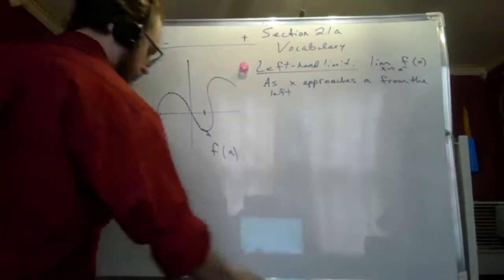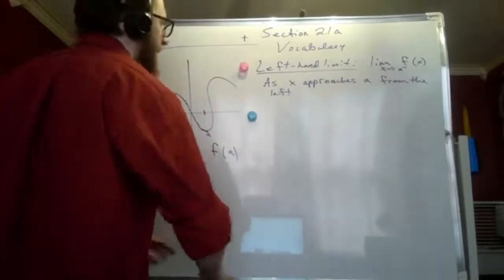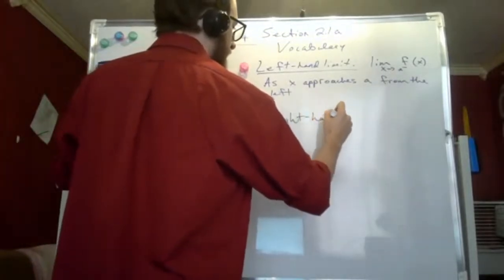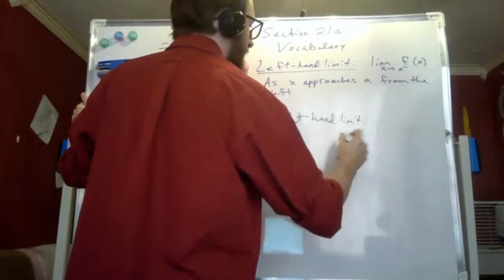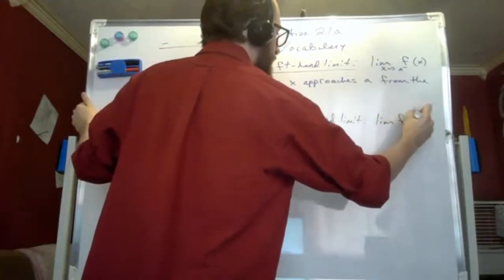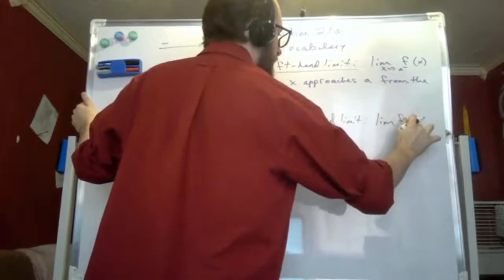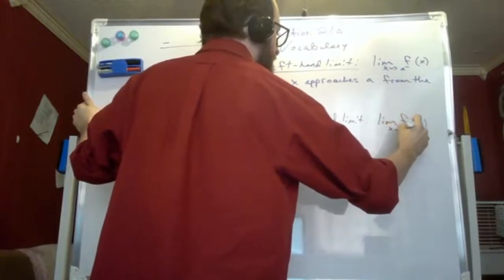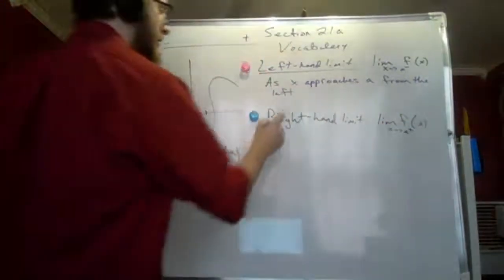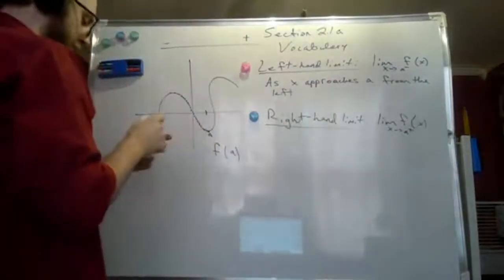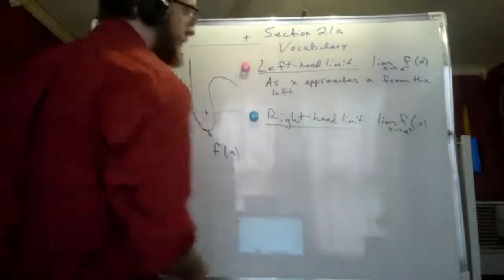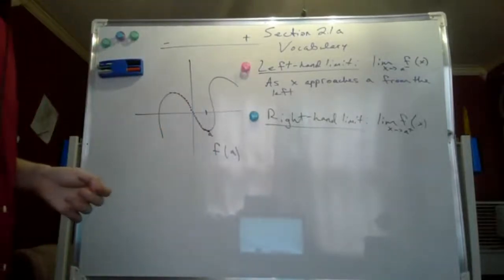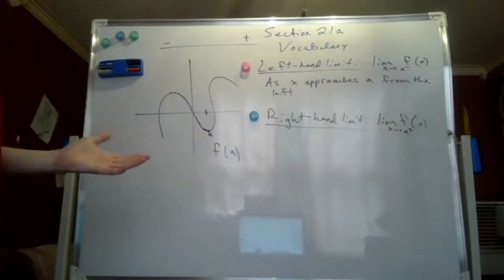Similarly, we have what is called a right-hand limit. And we also symbolically write this as the limit of f of x as x approaches a from the right. So it means the same thing as what we have up here, except from the right instead of the left. Right. So that's pretty much all I wanted to say about left-hand and right-hand limits.